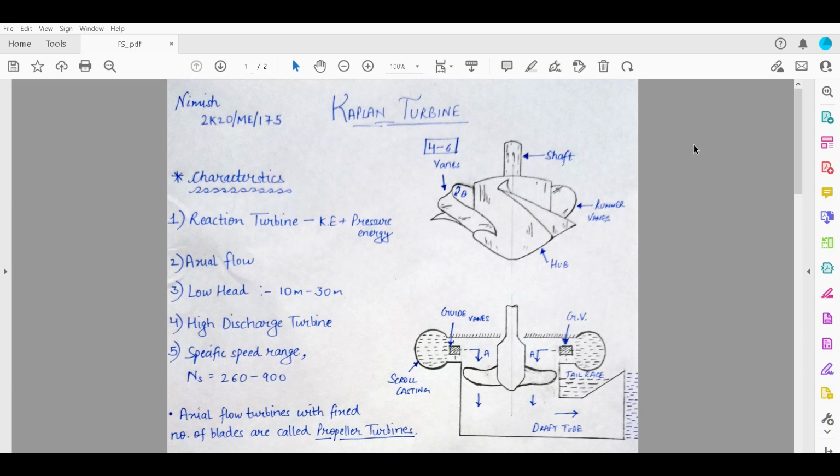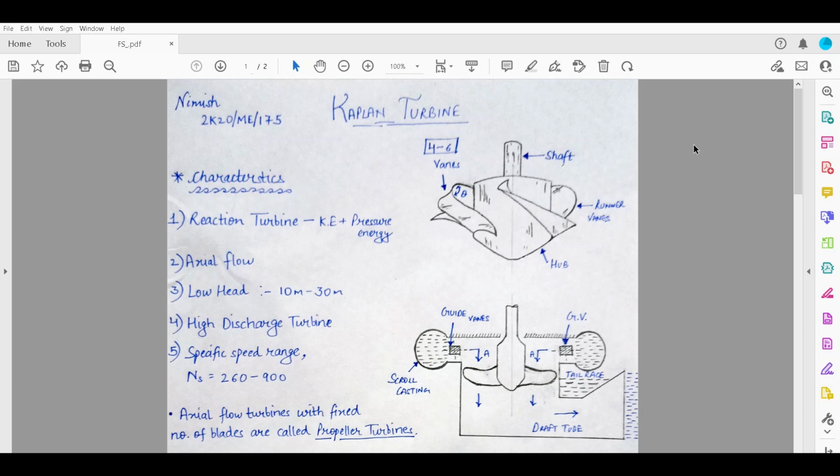The name Kaplan has been given after an Austrian scientist named V. Kaplan. Moving on, axial flow. This Kaplan turbine is an axial flow turbine, which means the flow of the water is axial to the runner.